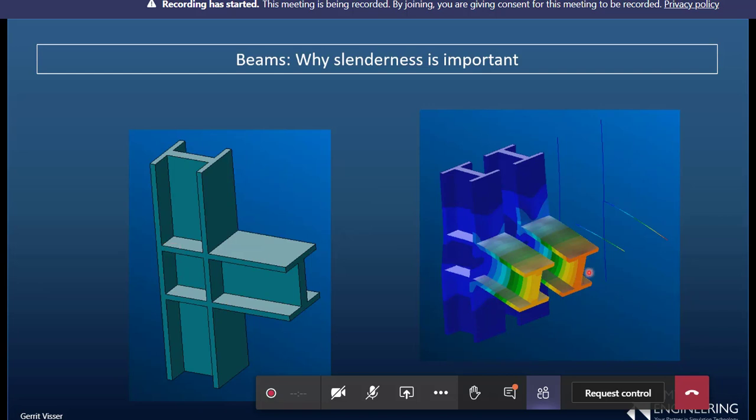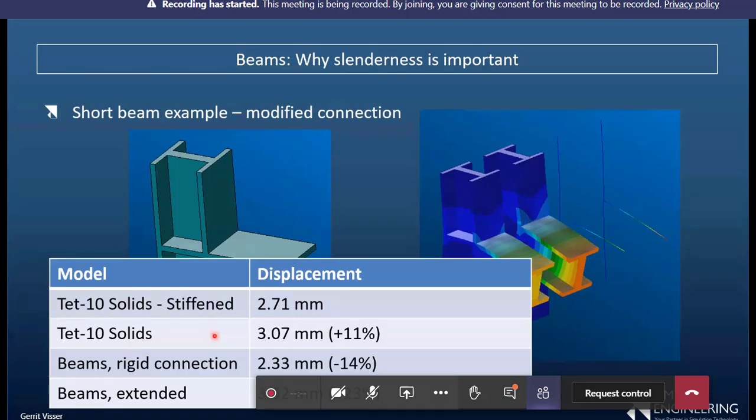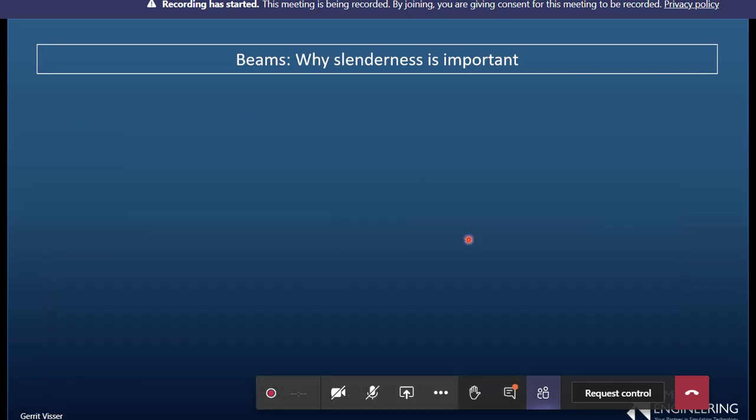If I look at the answers for the solid model, I already see a significant difference in the displacement for these two sections. If I now assume this is the correct model, I get this for a displacement answer. So total displacement is now 2.71. The TET10 solids, but without the stiffness, is 11% more. The one with the rigid connection is 14% less, but the beam that's extended is now 23% more, which is significantly more than the previous model had. Even though it's exactly the same, those two, nothing changed. It's just the stiffness in the real structure that changed.